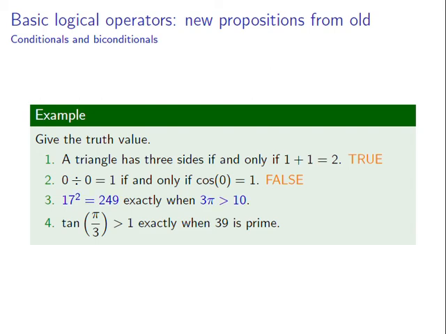In the third sentence, the statements 17 squared equals 249 and 3 pi is greater than 10 are both false. Hence, the biconditional is true. In the last sentence, the statement the tangent of pi over 3 is greater than 1 is true, and the statement 39 is prime is false. Hence, the biconditional is false.